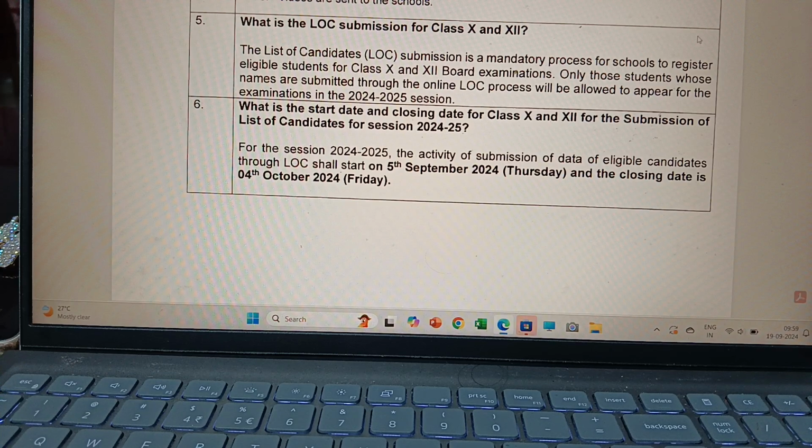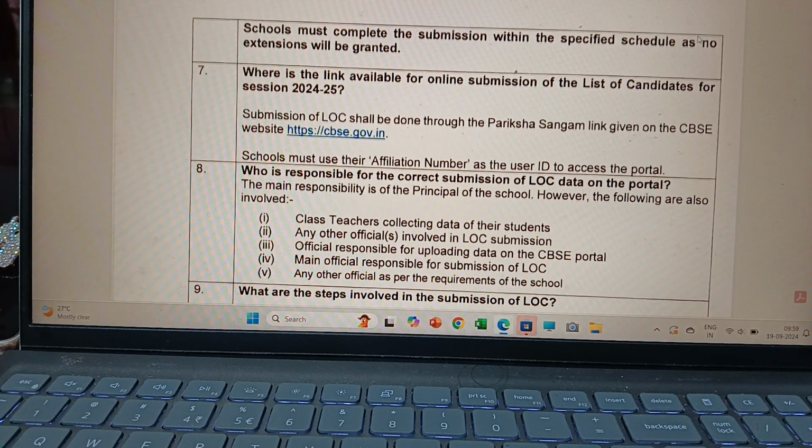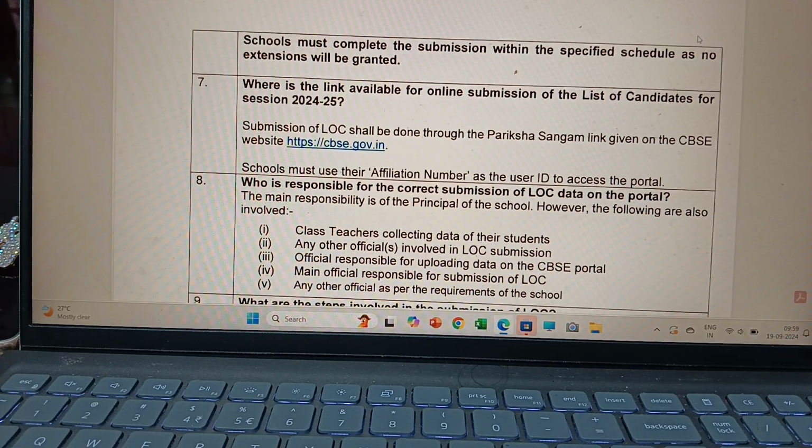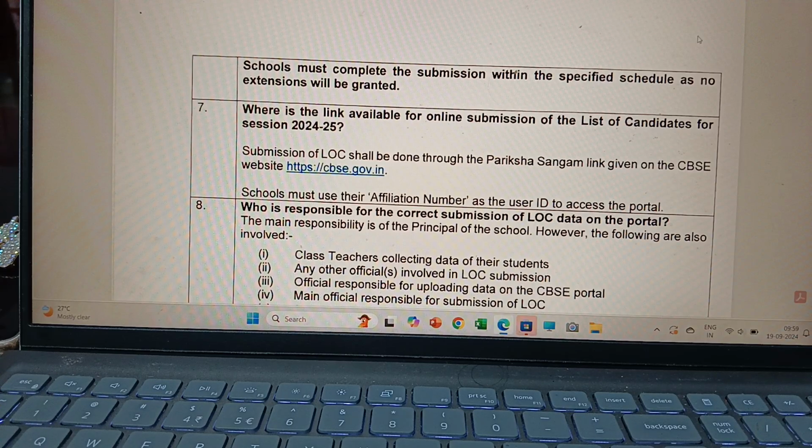For the session 2024-25, the activity of submission of data of eligible candidates through LOC shall start on 5th September, that is Thursday, and the closing date is 4th October 2024. Schools must complete the submission within the specified schedule as no extensions will be granted.